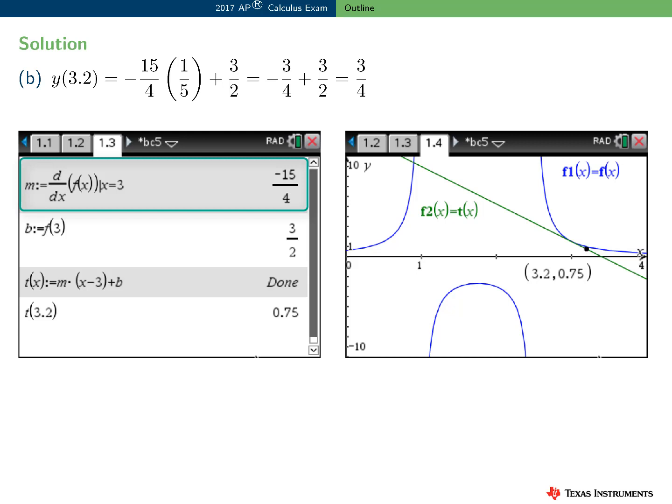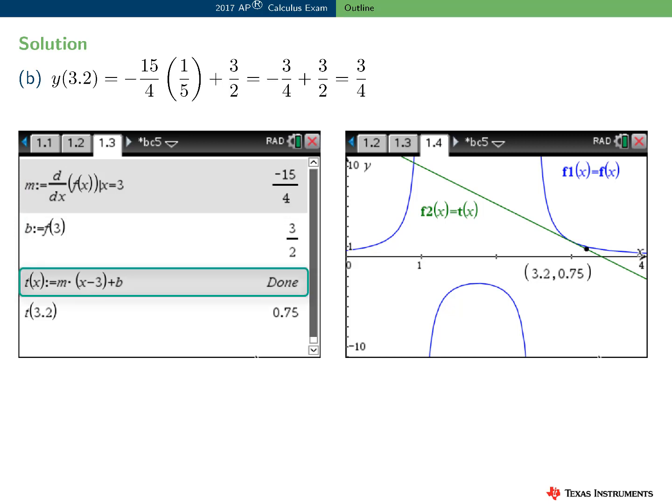Using technology, I found and stored both the slope and f of 3 labeled as b here. The tangent line function is defined here, and the approximation is 0.75. And here's a visualization of this approximation. This graph suggests that the approximation is an underestimate, but of course we need more precise justification.